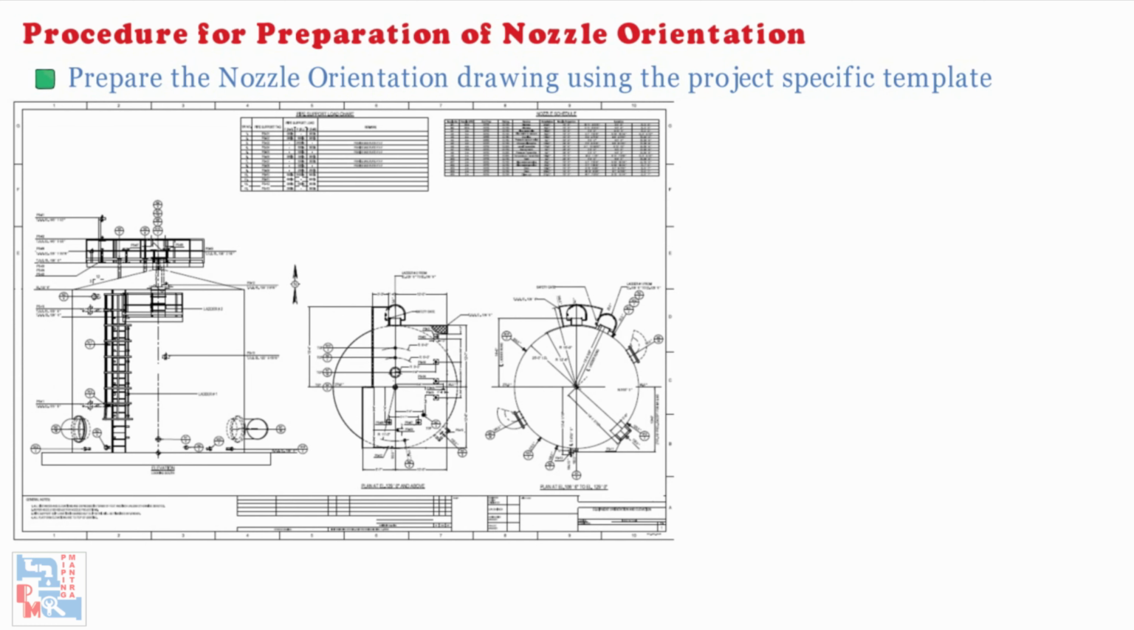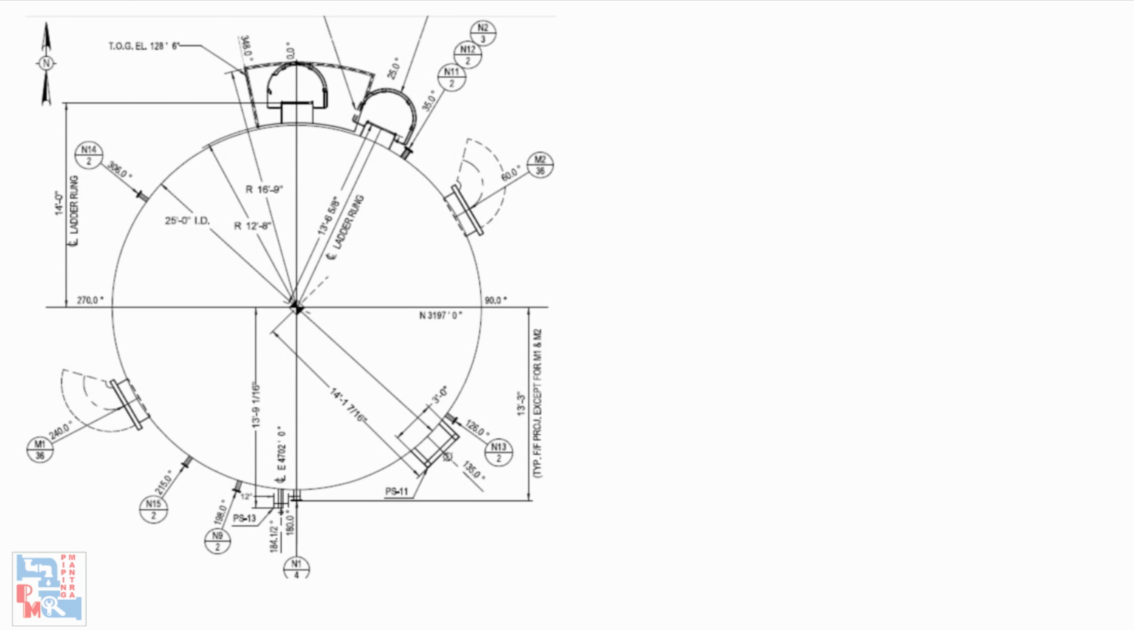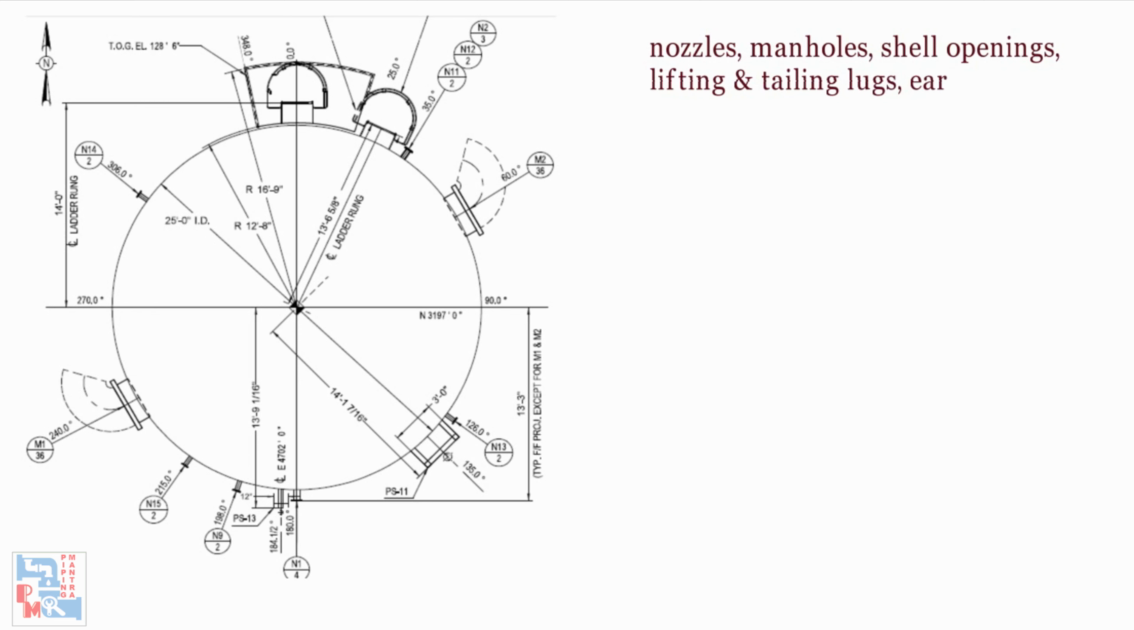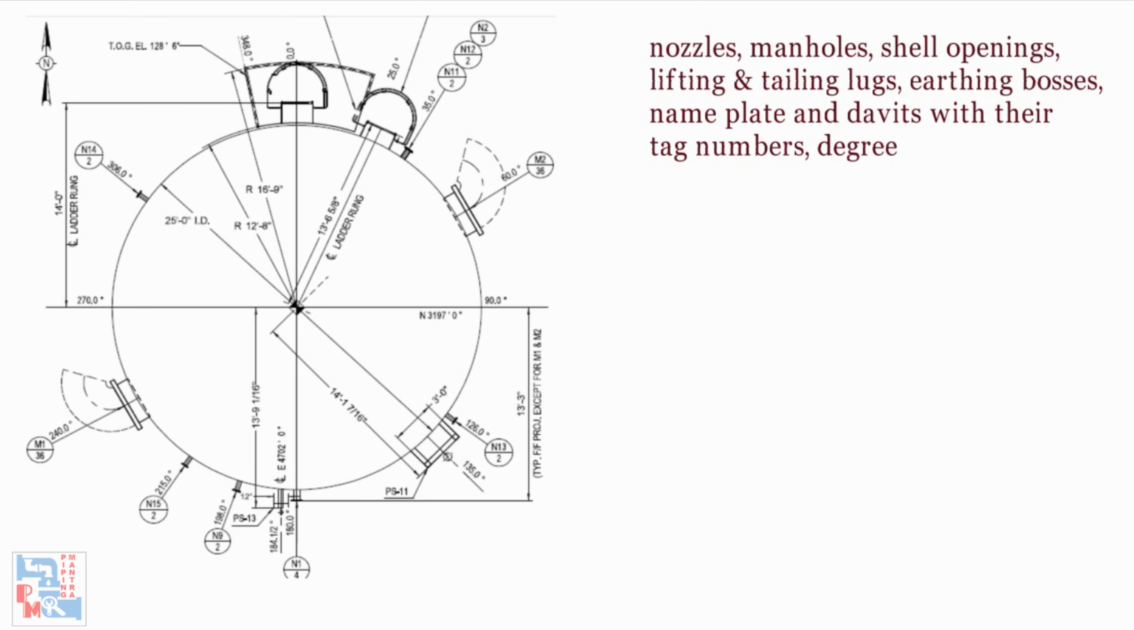Now, let's talk about the brief procedure for preparation of nozzle orientation. First is to prepare the nozzle orientation drawing using the project specific template. Nozzle orientation drawings contain two basic views: plan view and schematic elevation view. Orientation plan views shall include key information with nozzles, manholes, shell openings, lifting and tailing lugs, earthing bosses, nameplate and davits with their tag numbers, degrees and locations.